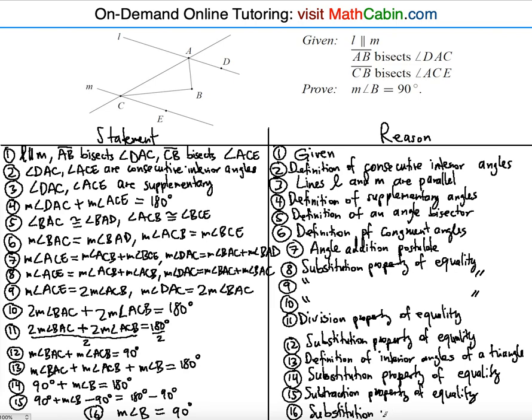And the reason I'm saying to be careful is that if you write quotation marks, your professor or teacher is going to think you're talking about subtraction. Be careful that you write it down. It's not the same reason as line 15. So substitution property of equality. Beautiful. So you've proved this statement that measure of angle B is 90 degrees.